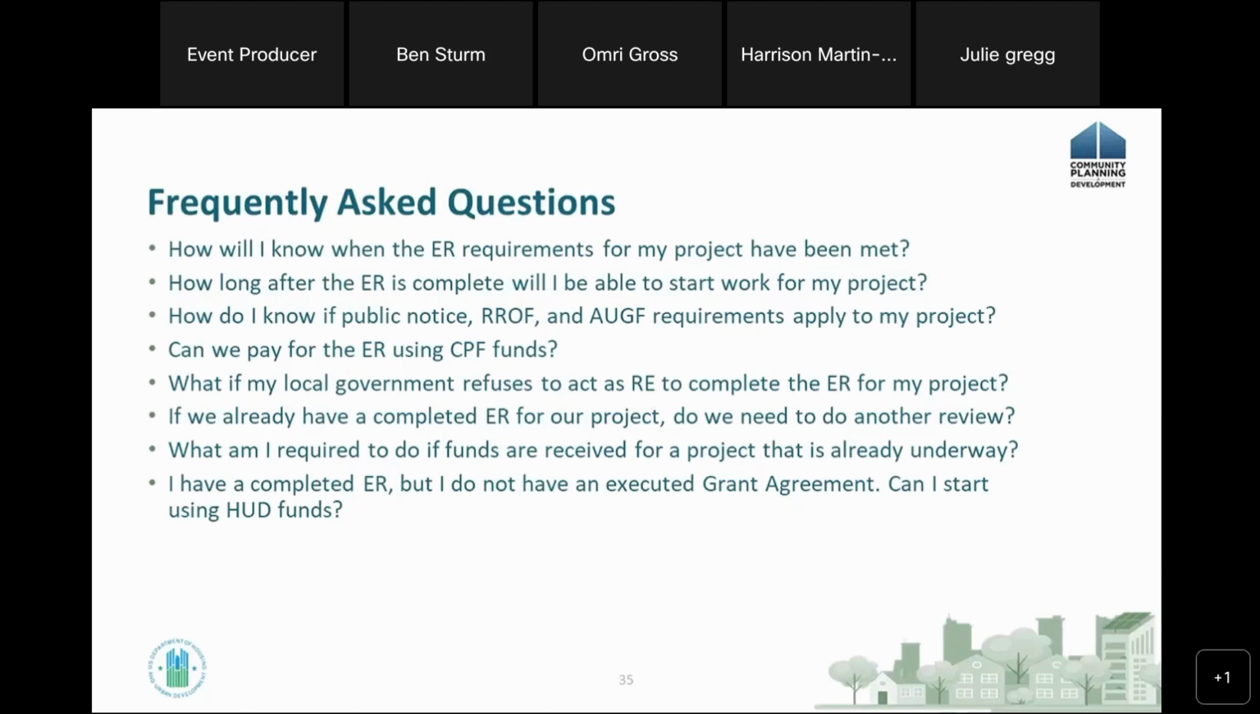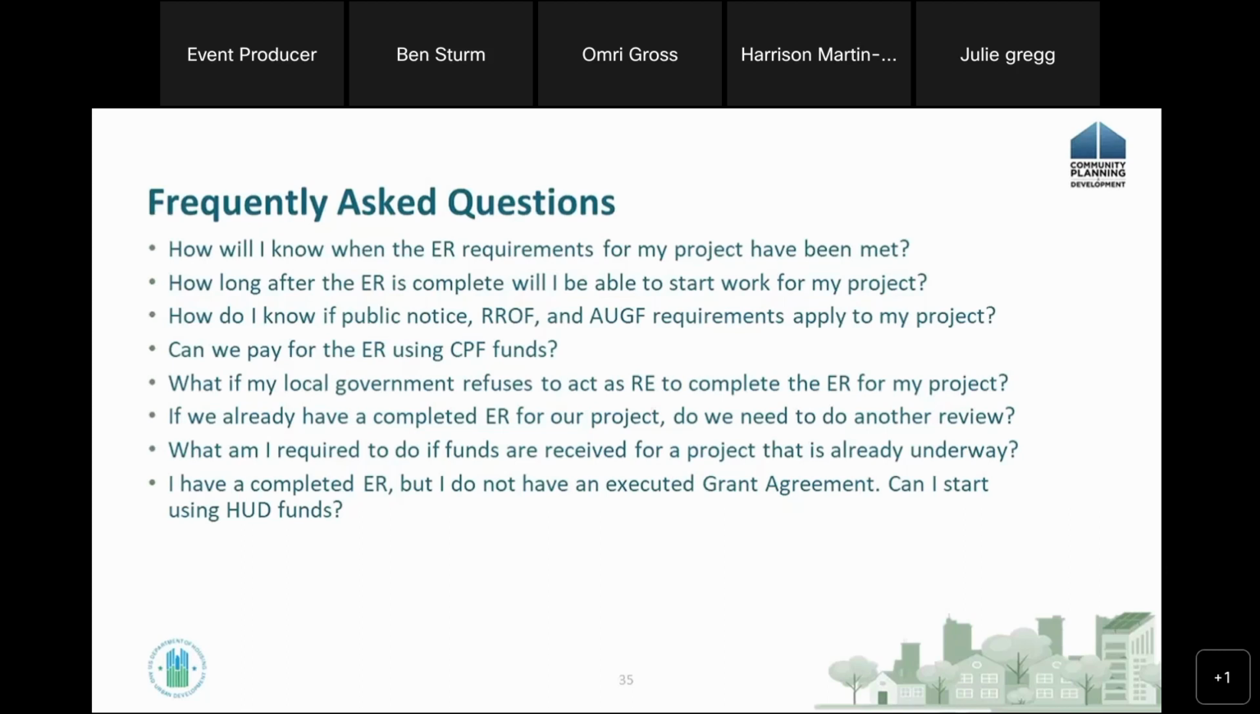Now for CEST and EA level projects, these are projects where there are any activities in the aggregated scope of the project that rise to the level of CEST or EA. Those projects do require the public notice, the request for release of funds, and the authorization to use grant funds.